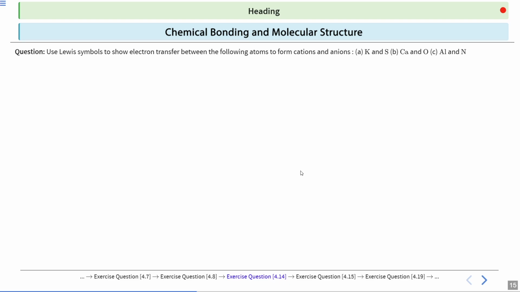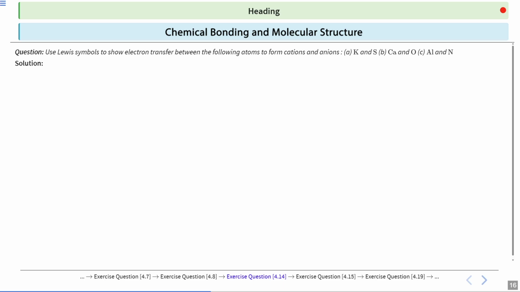So it's very simple. It is related to the Lewis symbol term. You have to show the formation of cations and anions in the case of potassium and sulfur A, calcium and oxygen B, and aluminium and nitrogen C. Just write the valency and you will get your answer. So it's very simple, and I will move through this question quickly.